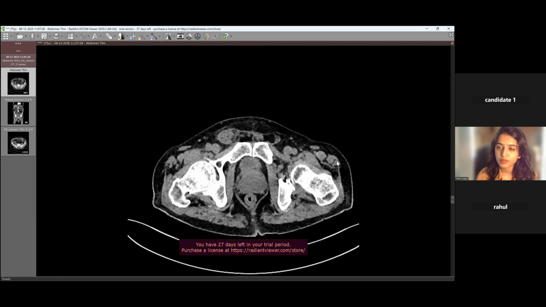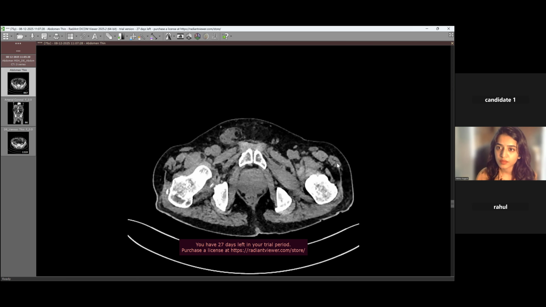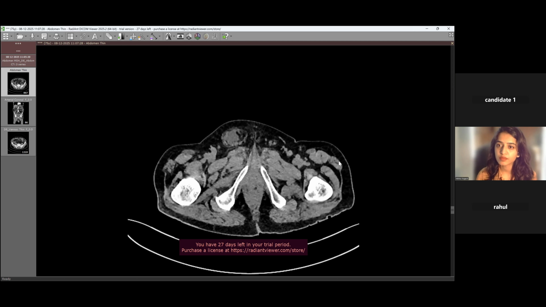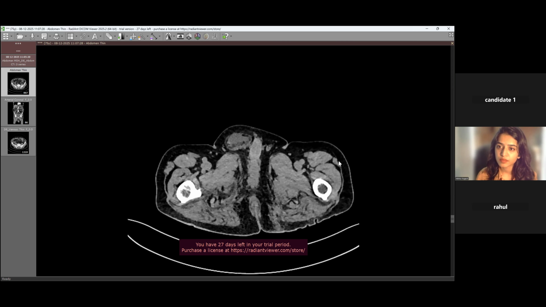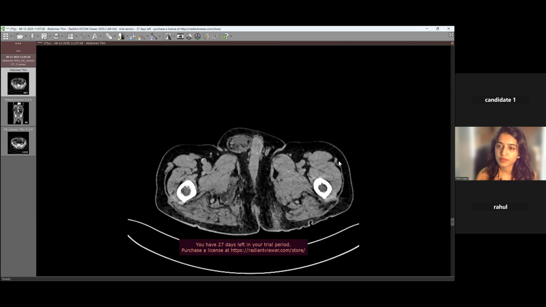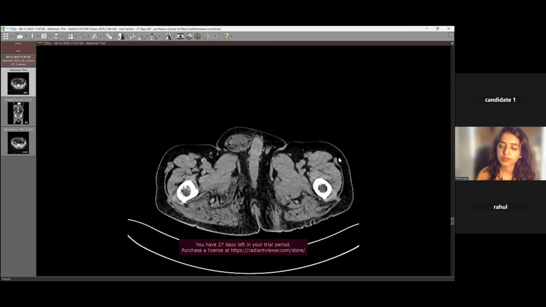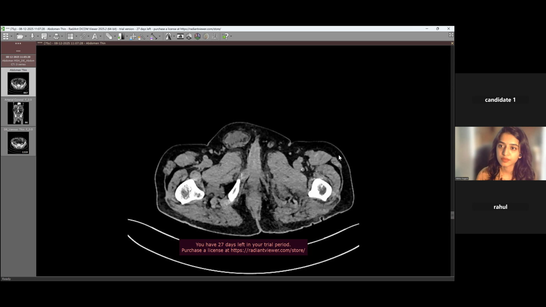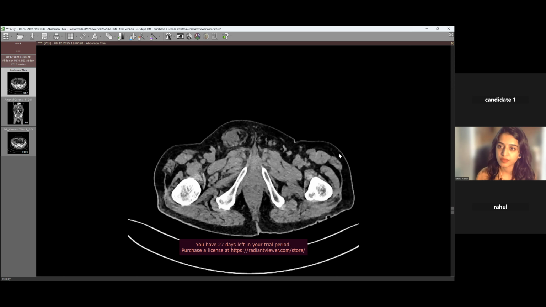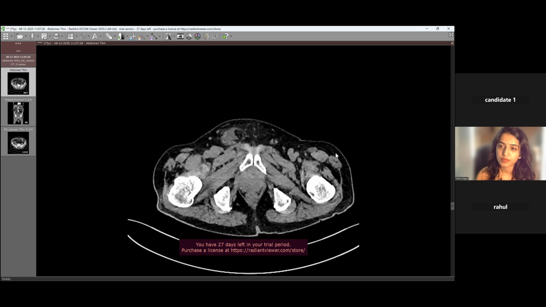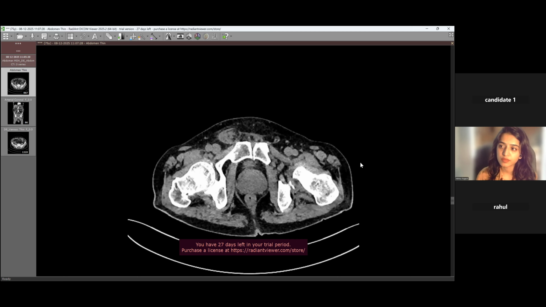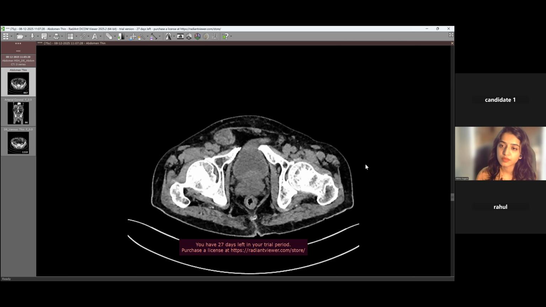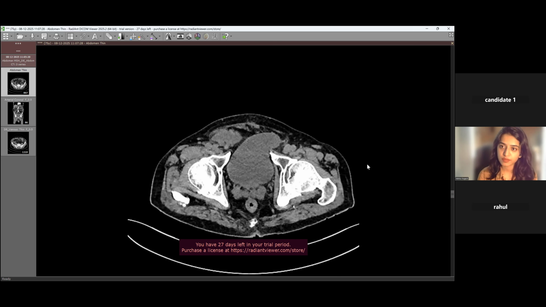So in the pelvis, yes, I have noticed that there is a right-sided groin hernia, an inguinal hernia, into which a bowel loop has entered. And in this region, there is some fat stranding and some fluid surrounding this bowel loop. So I believe that is a transition point for a small bowel obstruction. So this is a case of an obstructed or strangulated inguinal hernia, which is causing a small bowel obstruction.